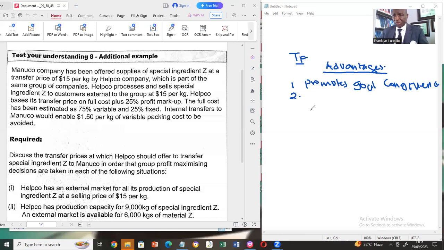Number two, transfer pricing helps to reduce global tax liability, where the organization has divisions in different tax jurisdictions. In order to reduce the tax liability, divisions with a higher tax rate will transfer the components to the divisions in a lower tax jurisdiction and be able to sell to the external market, and thereby pay less tax. That is, it helps reduce global tax liability.